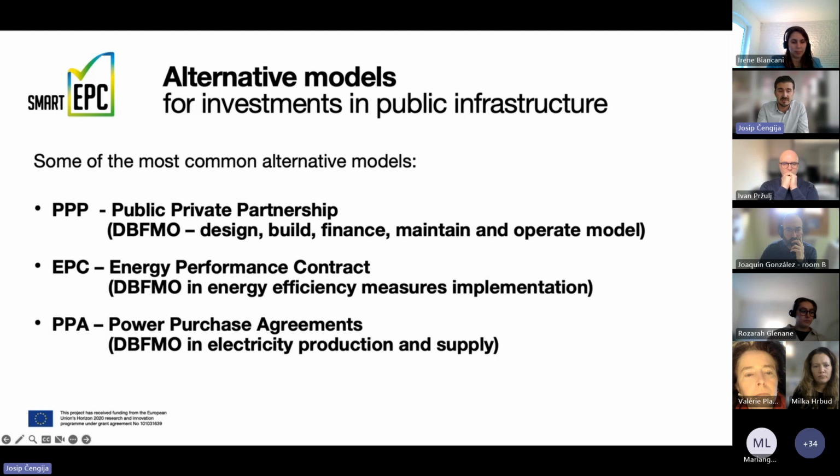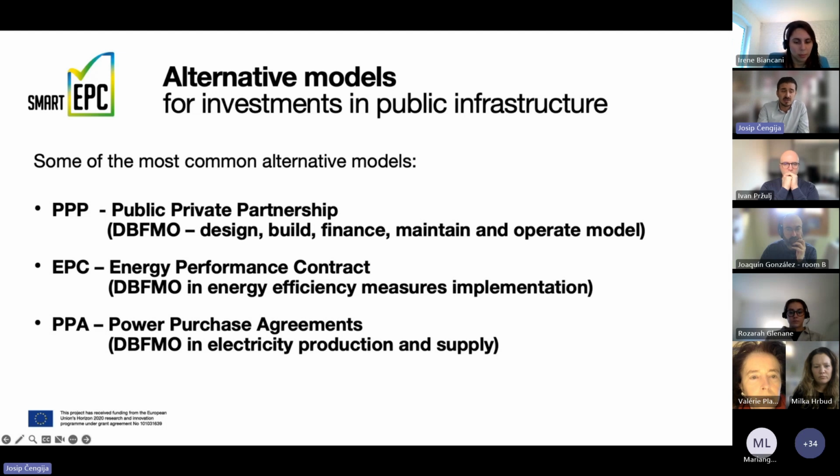When we talk about EPCs, energy performance contracts, in essence, those are PPPs or DBFMO projects in implementations of energy efficiency measures. So EPC is quite a known model amongst energy agencies, municipalities, and public sector clients that have tried to implement some kind of energy efficiency measures.